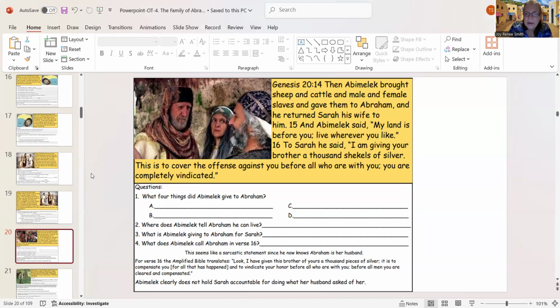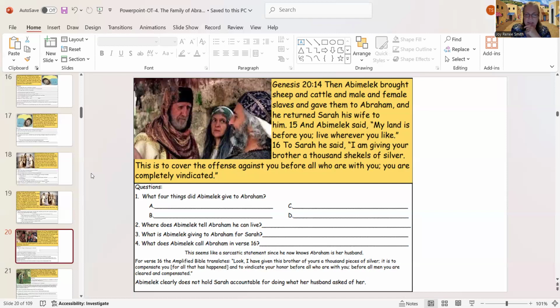Sheep, cattle, male and female slaves, and silver, actually. Where does Abimelech tell Abraham he can live? He can live wherever he likes in the land. What is Abimelech giving to Abraham for Sarah? 1,000 shekels of silver. What does Abimelech call Abraham in verse 16? Your brother.